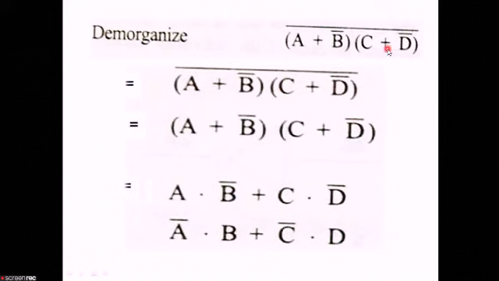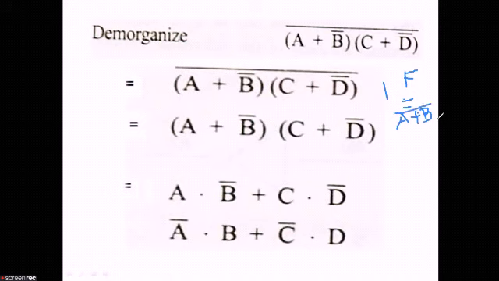Suppose you have an expression f. Let me write it here. F is written as A plus B. Now, when you are told that you have to demorganize the function f, then only do you have to give a bar here. Otherwise, you don't have to give any bar.